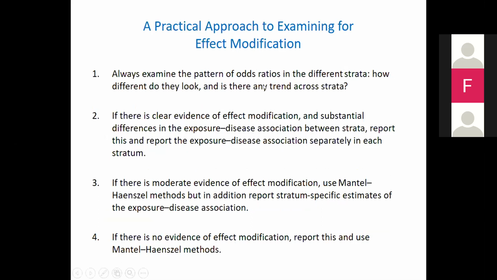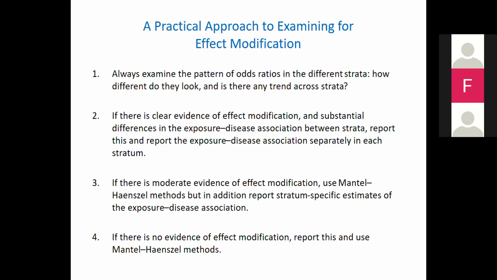Let's look at a practical approach to examining effect modification. Always examine the pattern of odds ratios in the different strata. How different do they look, and is there any trend across strata? When you do your analysis stratum by stratum, you split it. For example, with the two age groups we gave, you do it separately and look at the odds ratio of the two. If there is clear evidence of effect modification and a substantial difference in the exposure-disease association between the strata, report this and report the exposure-disease association separately.